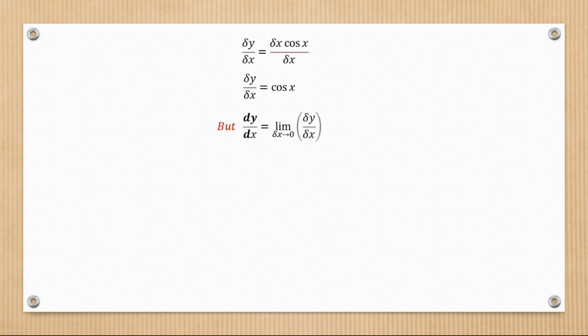But dy dx is going to be equal to the limit of that, where we replace the value of change in x with 0. But good enough, in this example we don't have any change in x remaining on the right hand side, so we're just going to substitute the slope formula, change in y over change in x, with dy dx. So dy dx is going to be equal to cos x. Hence when we differentiate sine x, the answer is equal to cos x.